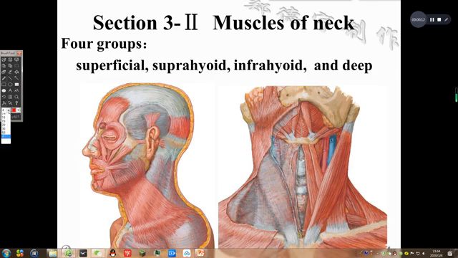These three groups we can separate as the superficial group, including this muscle and this muscle. The suprahyoid muscle, and this one, the hyoid bone. It means superior to it, the suprahyoid muscle, this group. We only describe a half side. And then the infrahyoid muscle, it means inferior to the hyoid bone, and this one. And this is the superficial muscle. The remote side is the deep muscles.